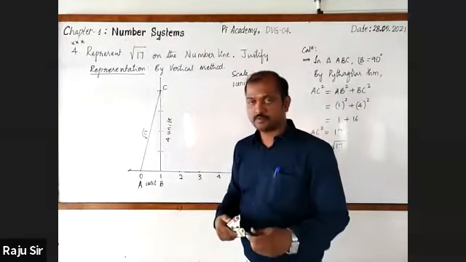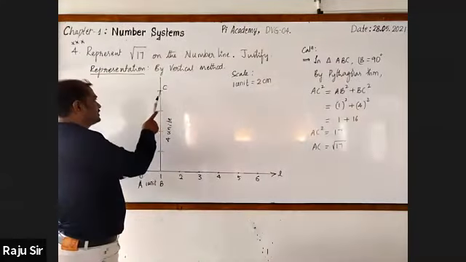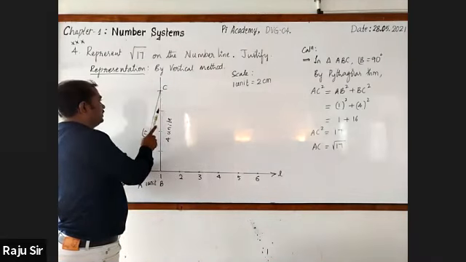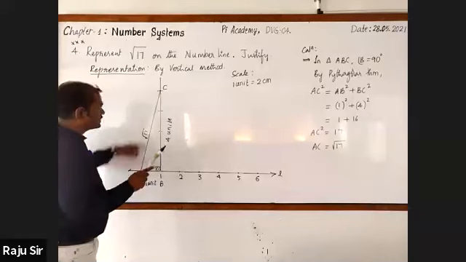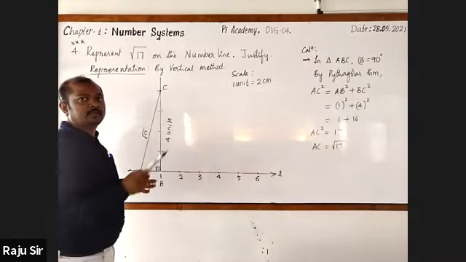Next. Let's go for the next step. You have to take the distance of AC. Sir, you have not mentioned the 90 degrees. Okay. Take the distance of AC. Use the compasses. Take the distance of AC.